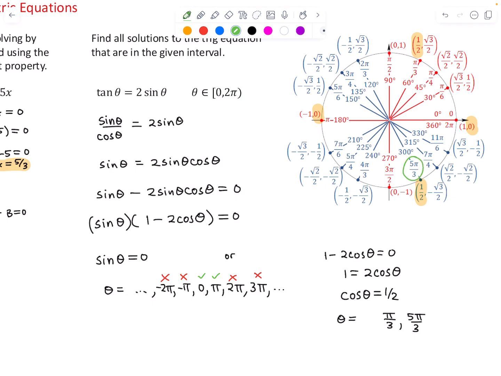For example, 5 pi/3 could be expressed as negative pi/3, but negative pi/3 is a negative angle, not in this interval. Similarly, pi/3 is coterminal with 2 pi plus pi/3, which is 7 pi/3. But 7 pi/3 is again outside of this window. So my final answer will be: we can keep the 0 and the pi from the first factor, and then pi/3 and 5 pi/3 for the second factor.